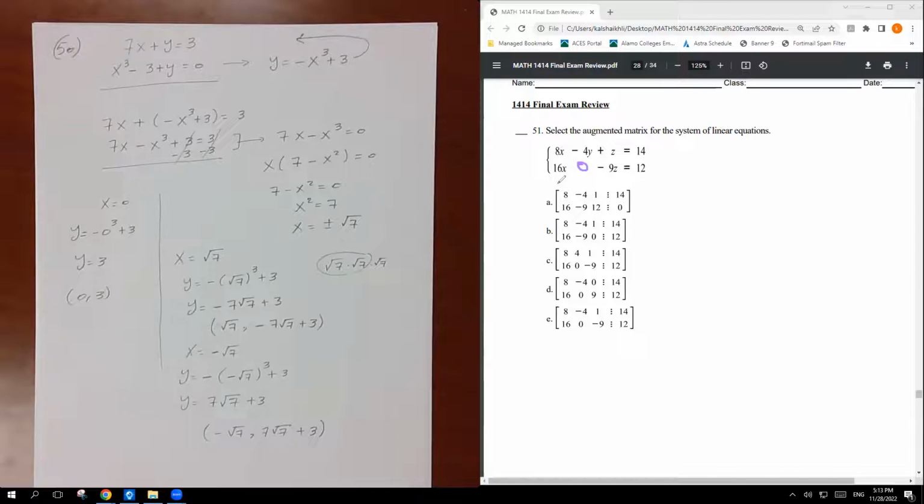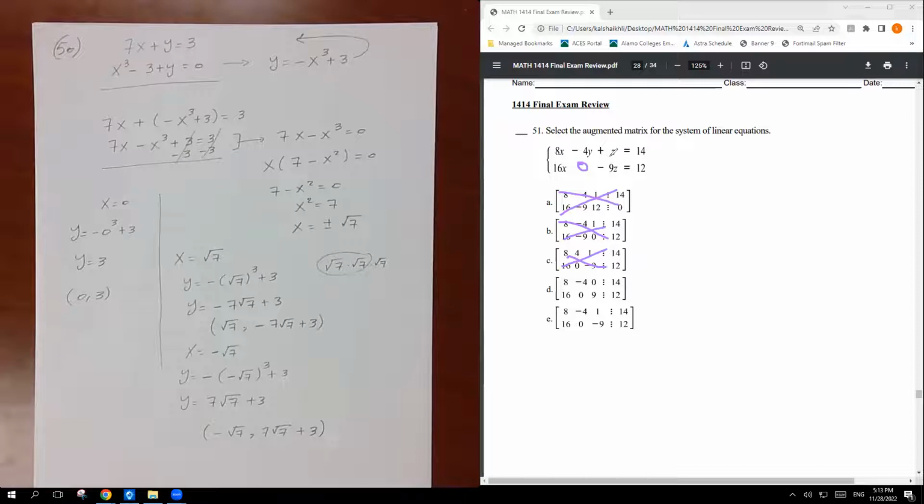Everything here is 8, 16, 8, 16 for all these options. Negative 4 and 0. So where is negative 4? Here is 4 and 0, negative 4 and 0 here, and negative 4 and 0 here. So it could be this one. That means this is wrong, this is wrong, this is wrong. So we have D and E.